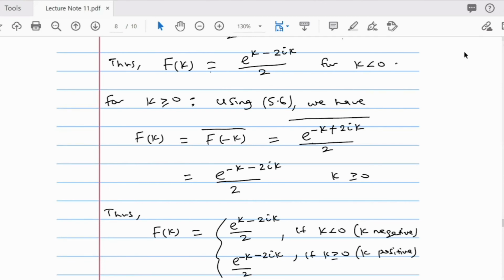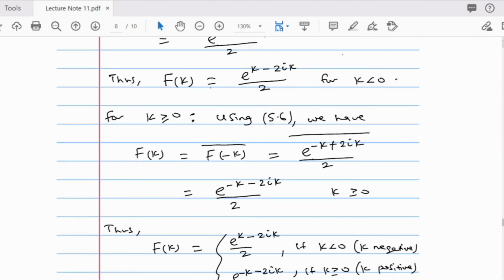Okay, look at the two. This is f of k for k less than 0. This is the one we computed using Jordan's lemma and residue theory. Now, how do we get the one for k greater than 0? We put our k to be minus k here and take the conjugate. So this is what we get.